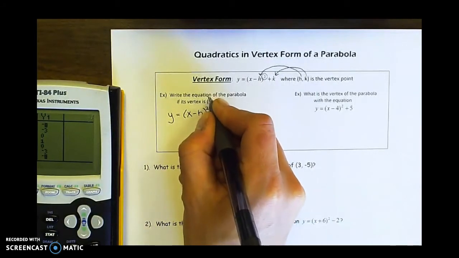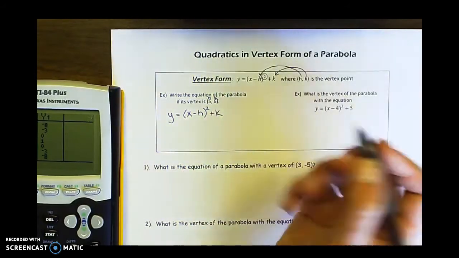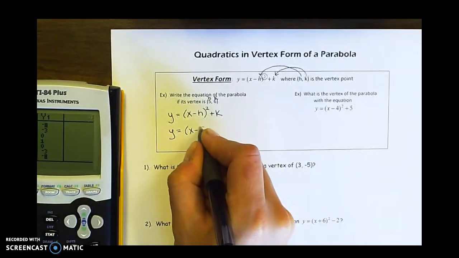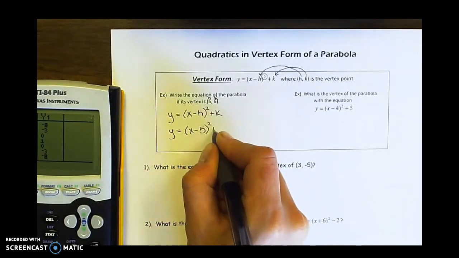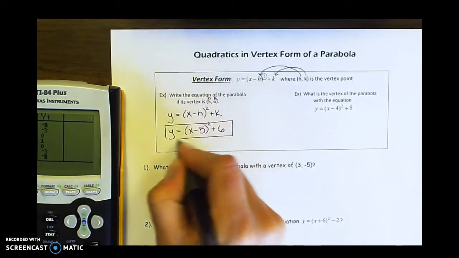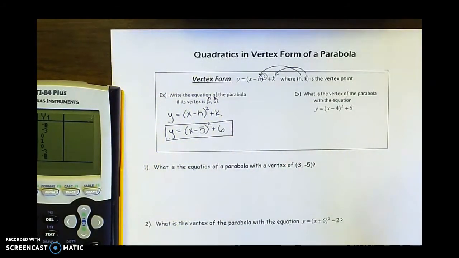So now we're going to plug it in. The 5 is our h, the k is our 6. So y equals (x minus 5) squared plus 6. And that's all you have to do. You've just written the equation.